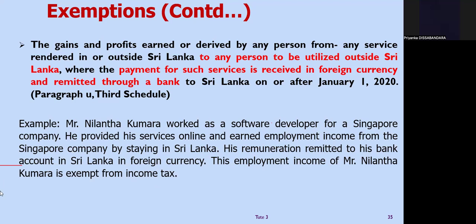So this exemption is provided to encourage foreign currency. So if we receive foreign currency for the service, then that is exempt from income tax.